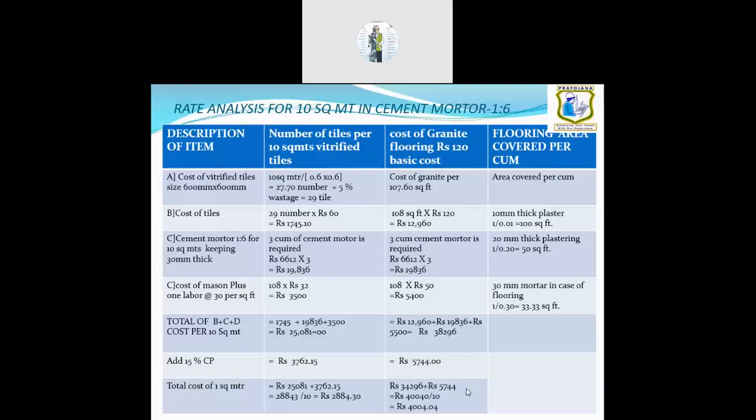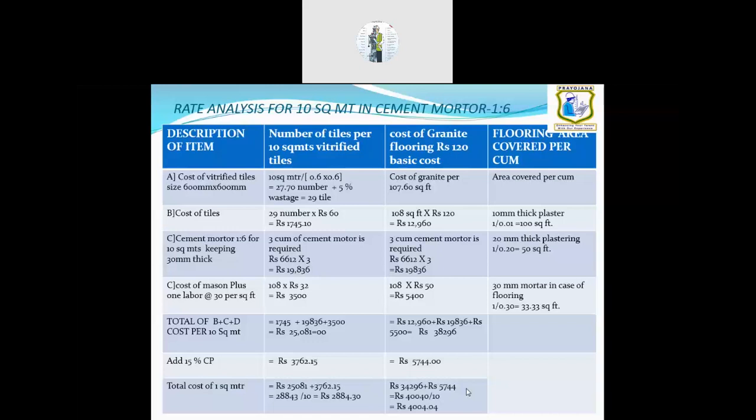So the cost of granite, I have calculated in the same proportion, including labor rates. Here the labor rates will vary. It will cost 50 rupees per square feet for labor. So similarly, I have taken 108 into 50. Here it was 32 rupees labor. Here only the labor and the material component of granite will vary. So all put together, you get around 40,040 rupees per 10 square meter.